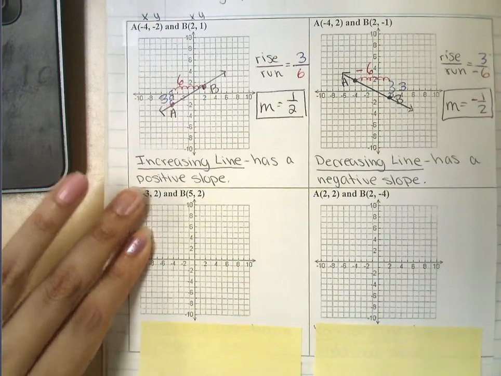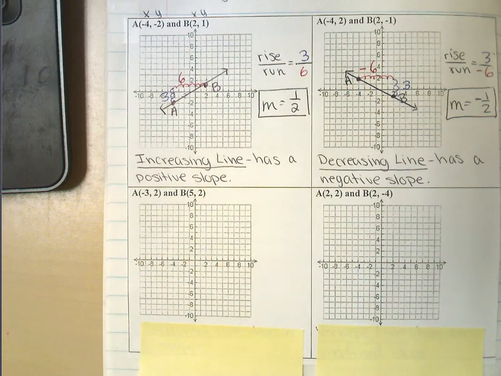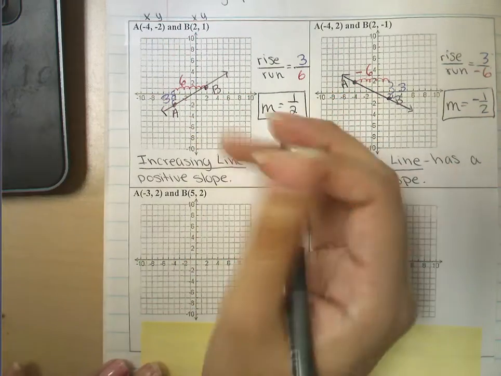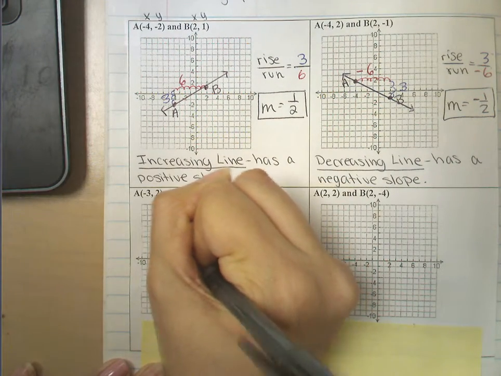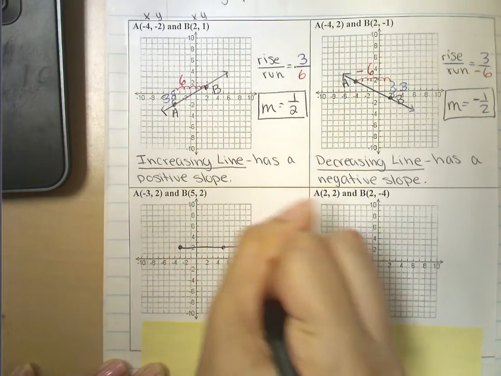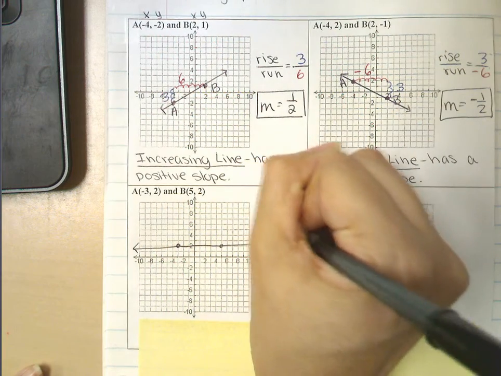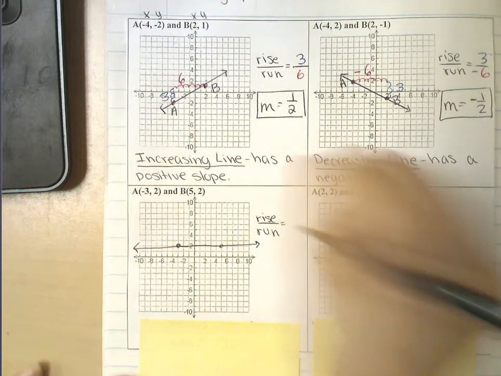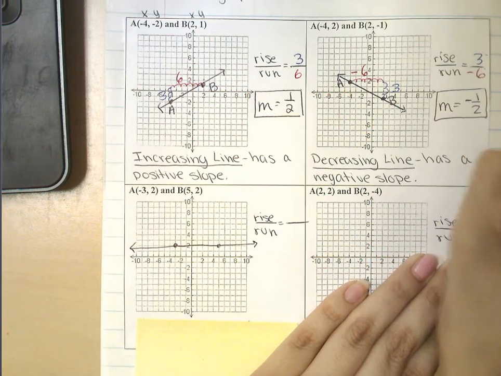Last 2 examples. So I have increasing, I have decreasing. Now I have 2 other types of lines. I have points at -3, 2 and at 5, 2. So my line is now flat. Still using the same formula, rise over run. I'm going to use that for all of my graphs.